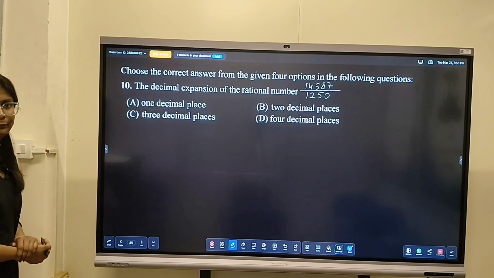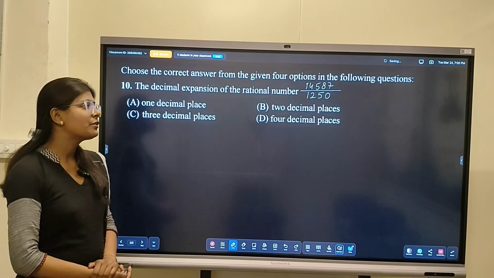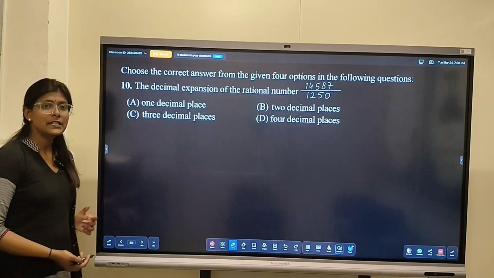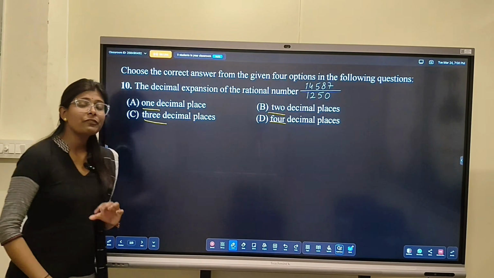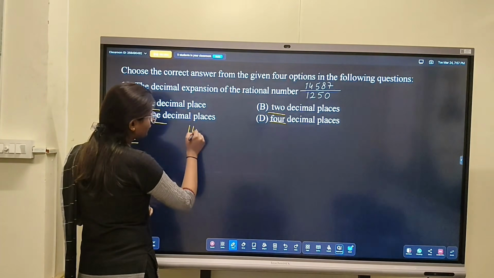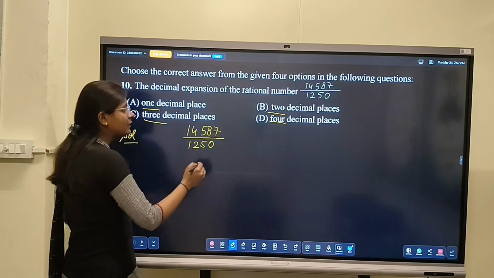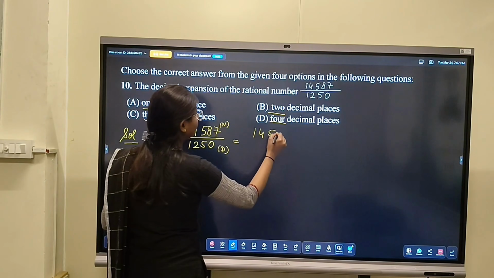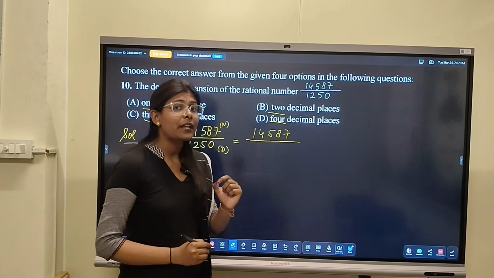Question number 10. The decimal expansion of the rational number 14,587 by 1,250. It is up to how many decimal places? How many decimal places are there? 1, 2, 3 or 4. So, to figure this out, we are going to use the conventional method. We will note down our number 14,587 divided by 1250, and we will keep our numerator stable. We won't disturb the numerator. Instead, we will factorize the denominator into its prime factors.